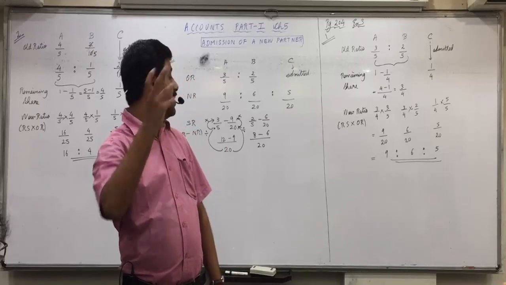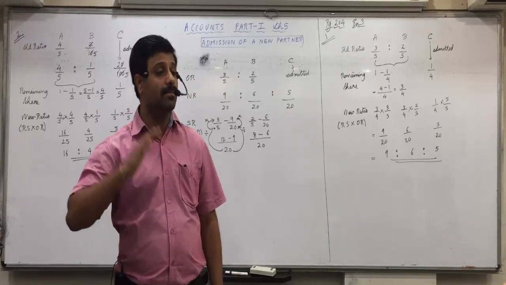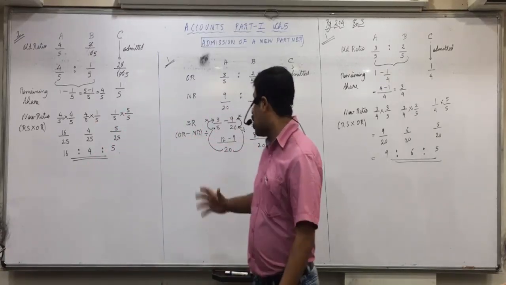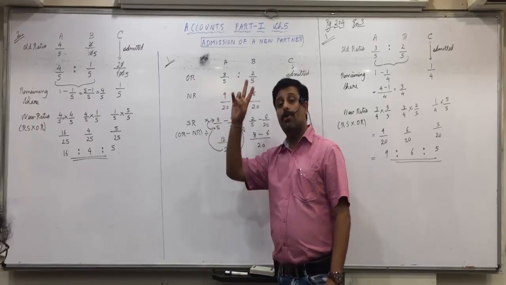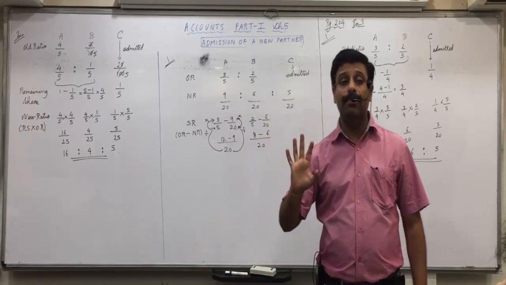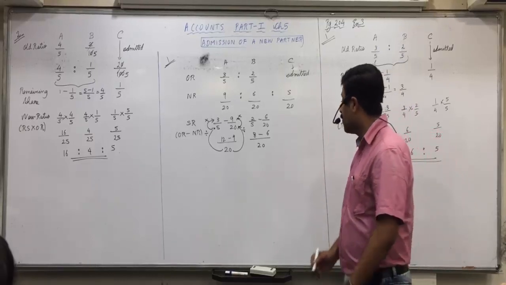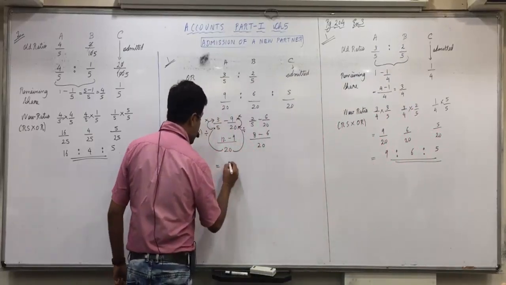So it will be 0 minus pi by 20. There is negative, there is a gain. Sacrifice ratio you will always find between old partners only. You will not find it for new partner. Understood that, everyone? Now, what is 12 minus 9 by 20?